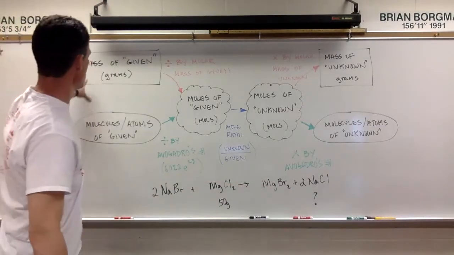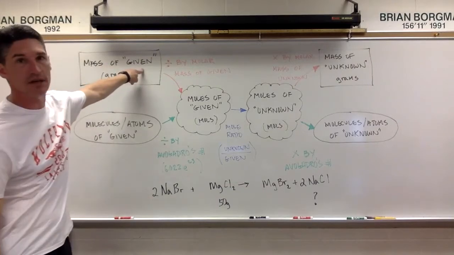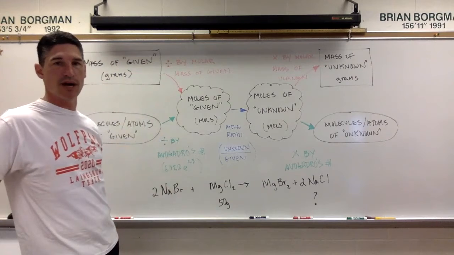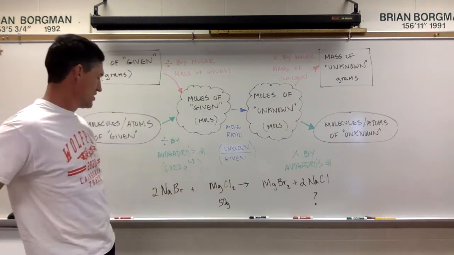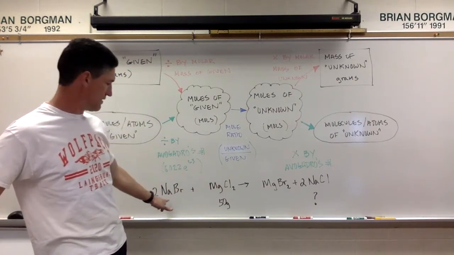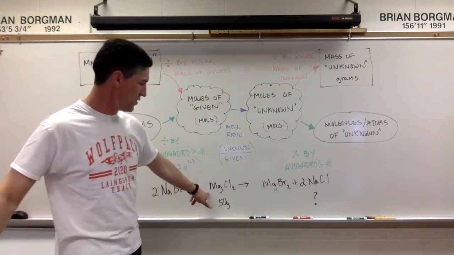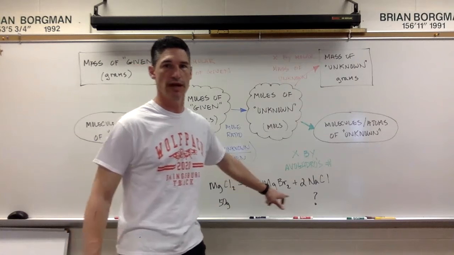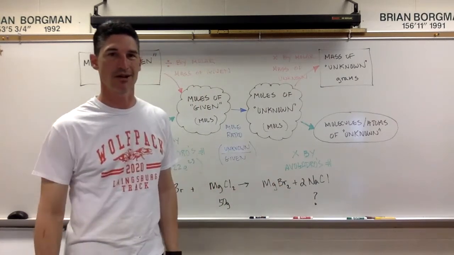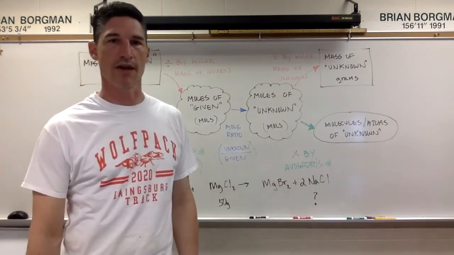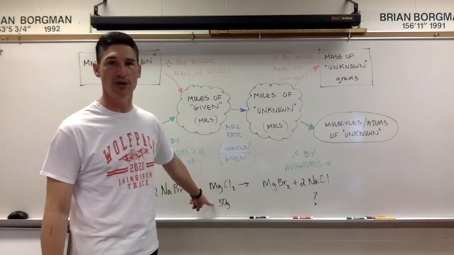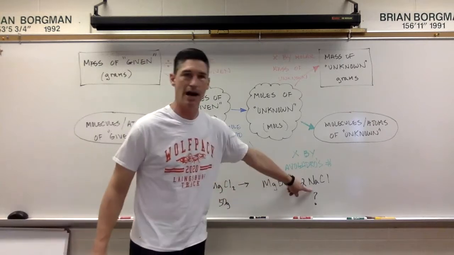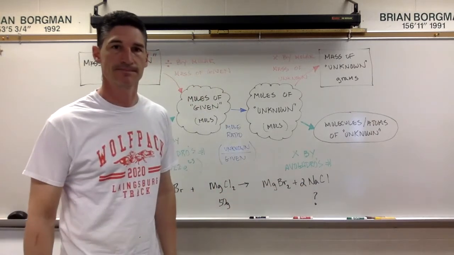So on this, what I have here is something called the mass of the given. What the given is always going to represent is the number that I gave you to start the problem. In a scenario like the one at the bottom, you have a reaction that says 2 moles of NaBr plus 1 mole of MgCl2 makes 1 mole of MgBr2 and 2 moles of NaCl. So we know how many moles we have. But what if I said, you have 50 grams of magnesium chloride in your hand, and I want to know how much salt that is going to make?